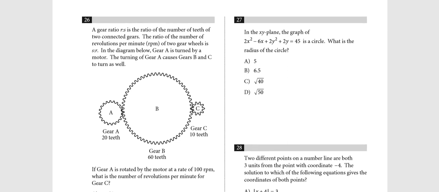A gear ratio R to S is the ratio of the number of teeth of 2 connected gears. The ratio of the number of revolutions per minute of 2 gear wheels is S to R. In the diagram below, gear A is turned by a motor. The turning of gear A causes gears B and C to turn as well. Gear A is rotated by the motor at a rate of 100 revolutions per minute.